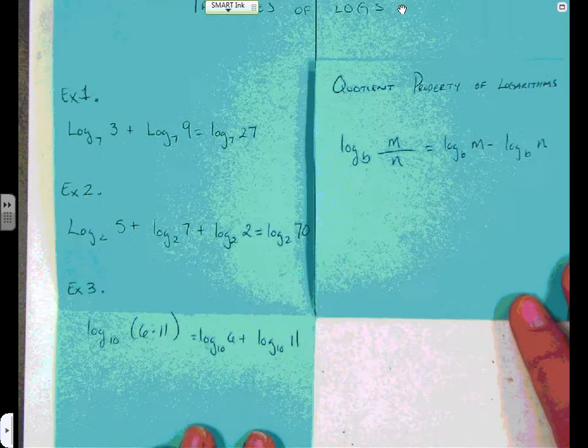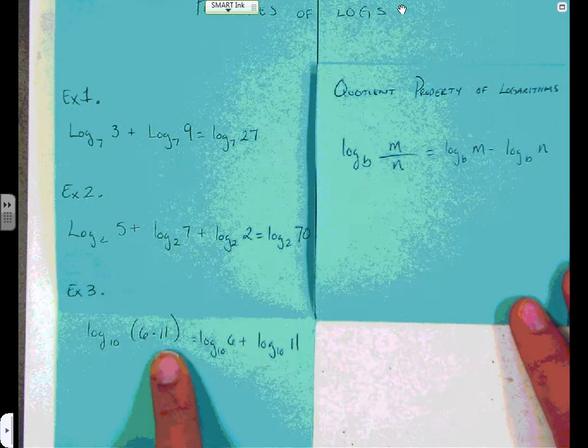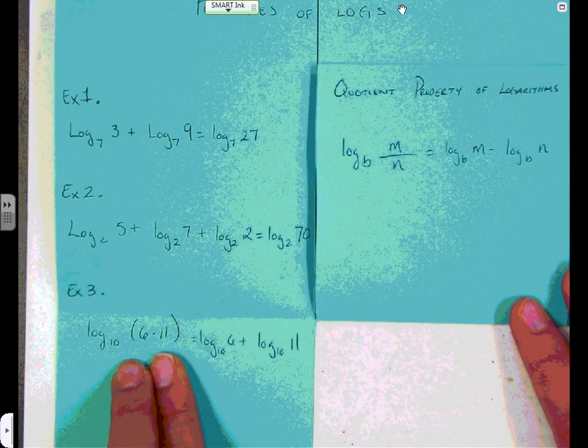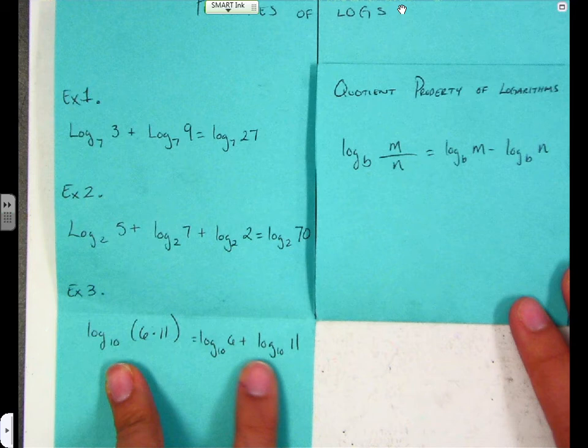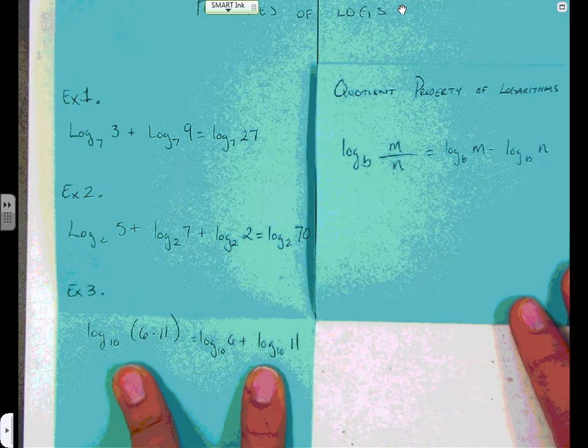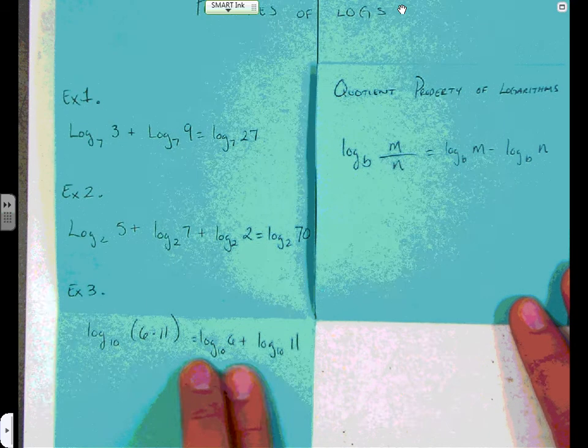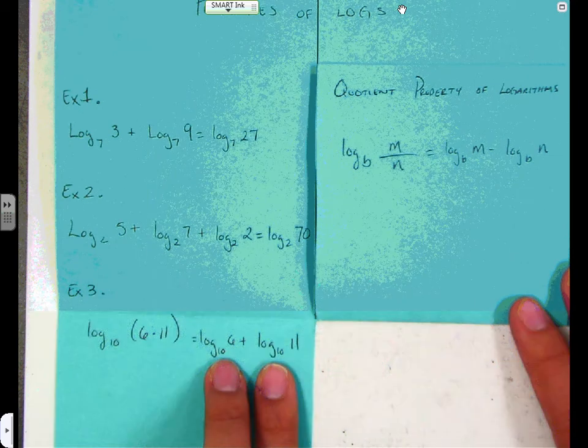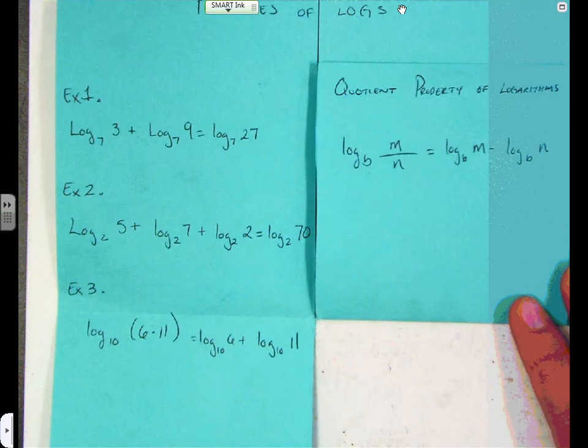When you look at example 3, this actually has the multiplication inside the parentheses, 6 times 11. So you separate those into 2, and you have log base 10 of 6 plus log base 10 of 11. And that is equal to 66.